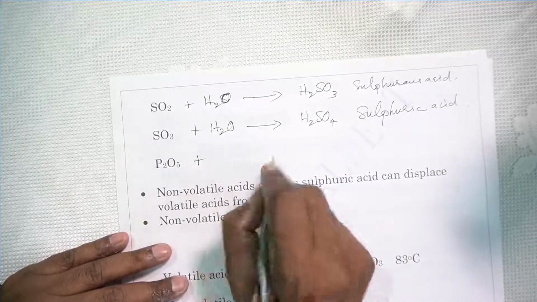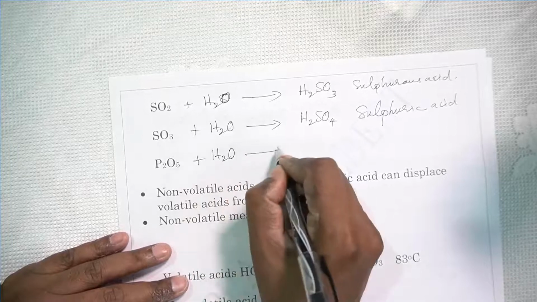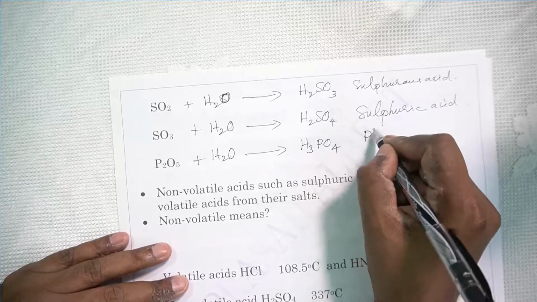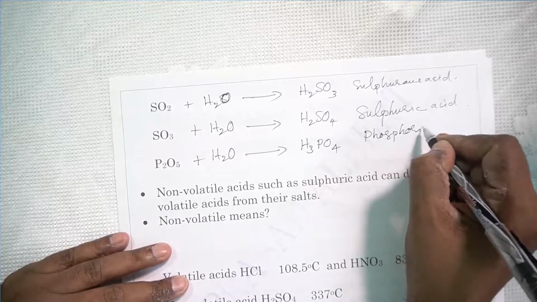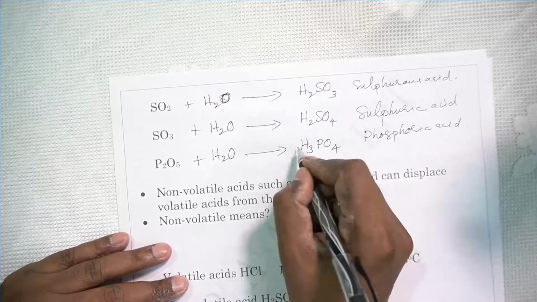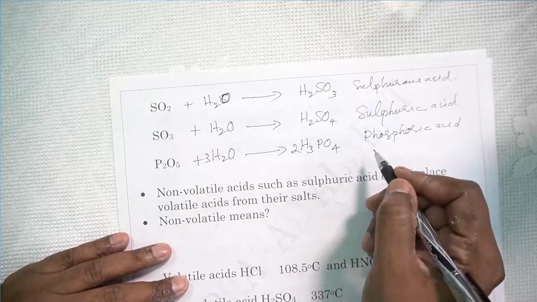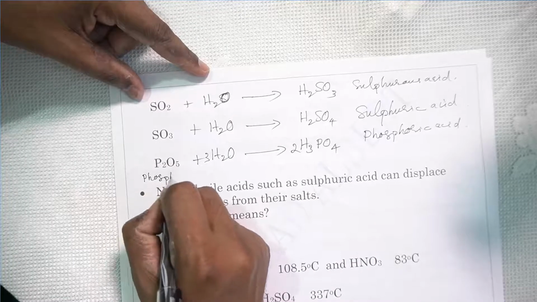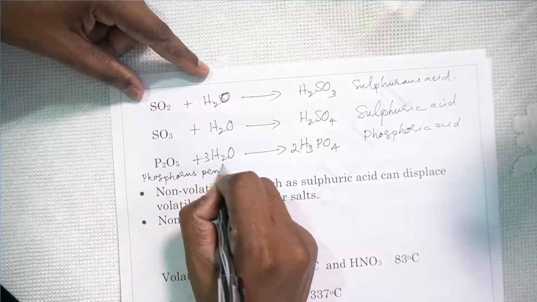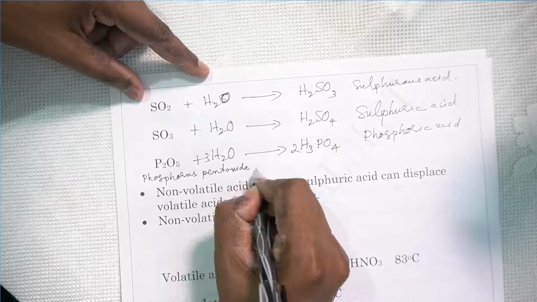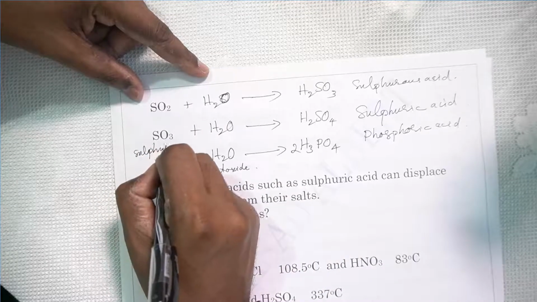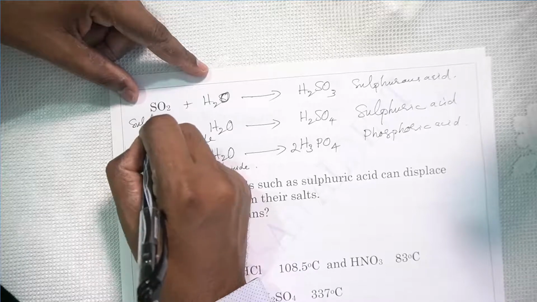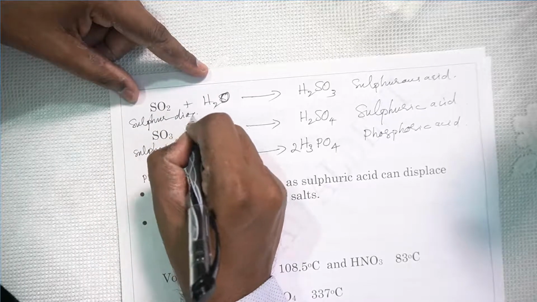And P2O5 is phosphorus pentoxide. When dissolved in water, it will give phosphoric acid, H3PO4. So 2H3PO4, 3H2O. So this is phosphorus pentoxide, P2O5, dissolving in water. Now SO3 is sulfur trioxide, and SO2 is sulfur dioxide. Di means 2, tri means 3.